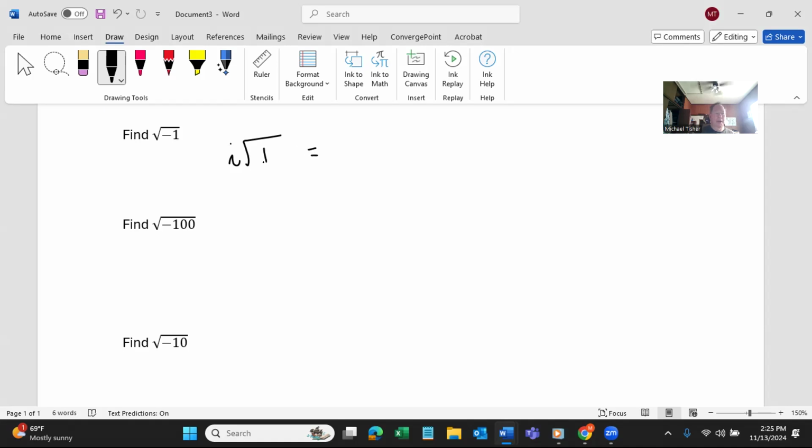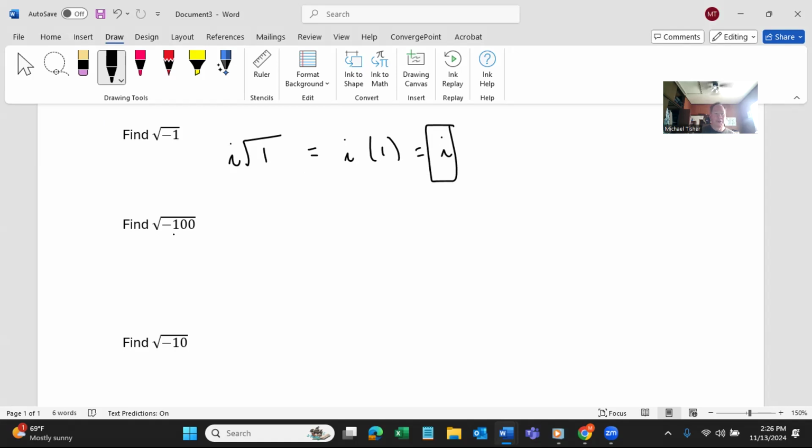And now, since 1 is positive, we can take the square root of that and get a real number with no i. So if we just bring everything down, we'll bring the i down, and then the square root of 1 is just 1. So basically, we have i times 1, which is i. So the square root of -1 is i.